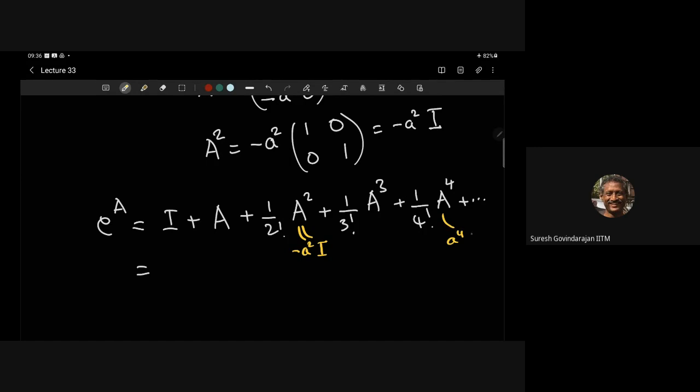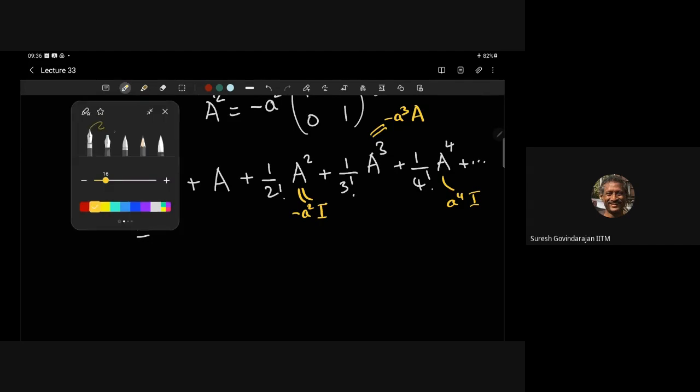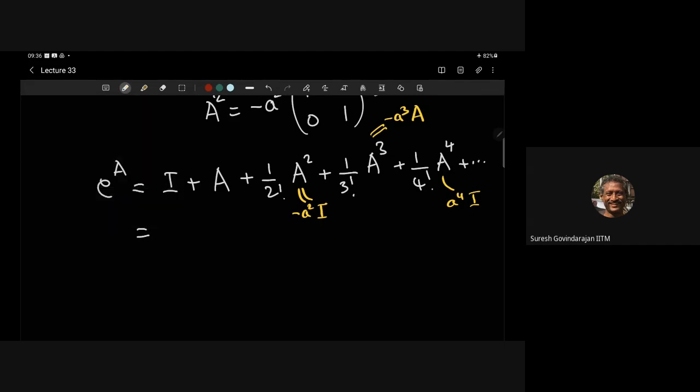A to the power 4 is a to the 4 times identity. What is A cubed? Minus a squared times capital A. Little a cubed, capital A, that's correct. Now we can go back and collect terms. There are terms proportional to A and terms proportional to identity. So we'll collect terms like that. First term, identity, 1. Shouldn't it be minus a squared times a for the cube? Shouldn't it be minus a squared into A? Ah, yes, yes.